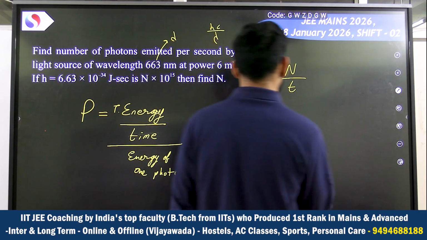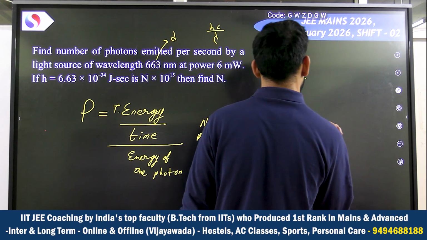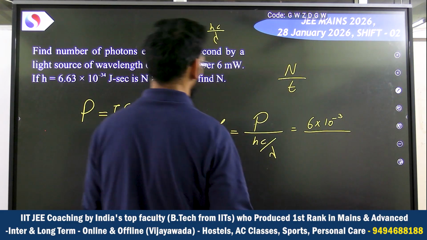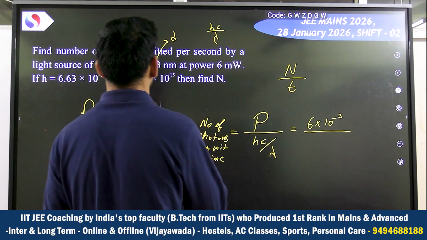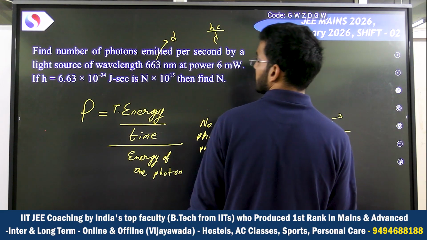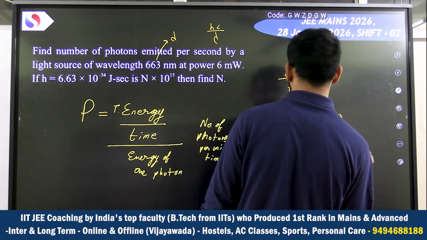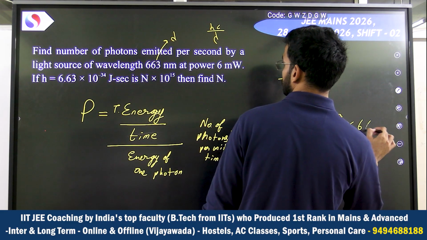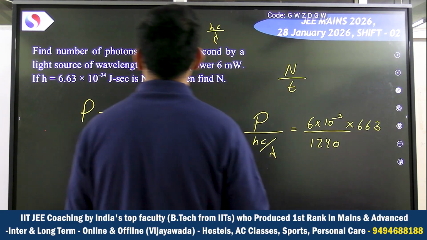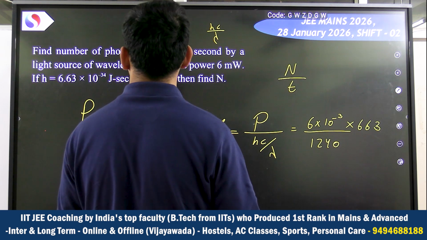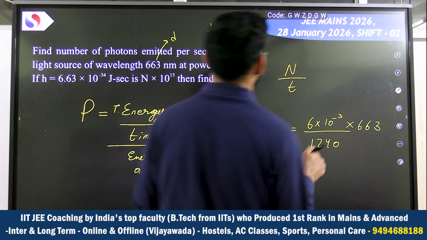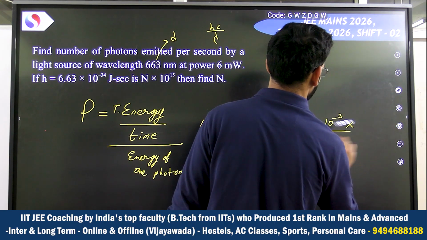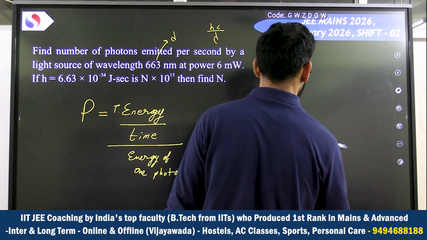So how will you solve? You will say power is given, 6 into 10 to the power minus 3, divided by hc by lambda. So if you have it in nanometer, you can say it is 1240, right, and lambda will go in the numerator, and that will be how much? 663, right, but it is in electron volt. Okay, so you put in 6.63 only and it will be able to solve it. Okay, don't worry about it. So let's put it that way only. Why confuse? And he gave the value of h.